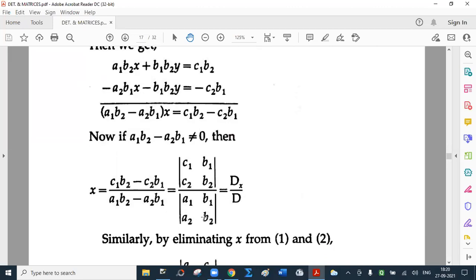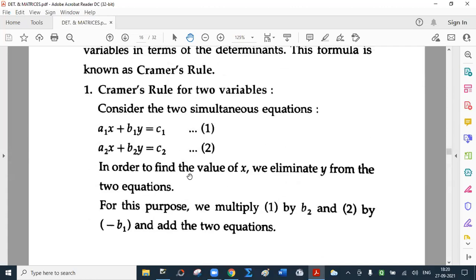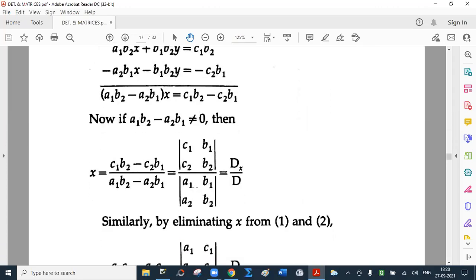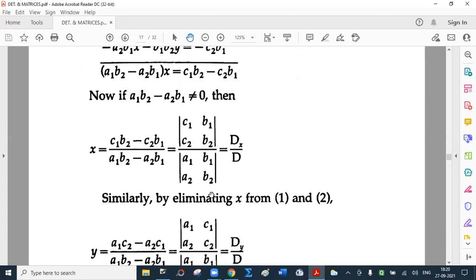Okay. Now you will notice that what is denominator? It is determinant of coefficients of x and y. What is numerator? It is determinant obtained from denominator only. See, the only change is coefficients of x, which are in the first column. See, a1, a2 are replaced by constant terms. See, constant terms are c1, c2. a1, a2 are coefficients of x. b1, b2 are coefficients of y. So numerator is determinant obtained from determinant in the denominator only. How? By replacing coefficients of x, which are in the first column, by constant terms.